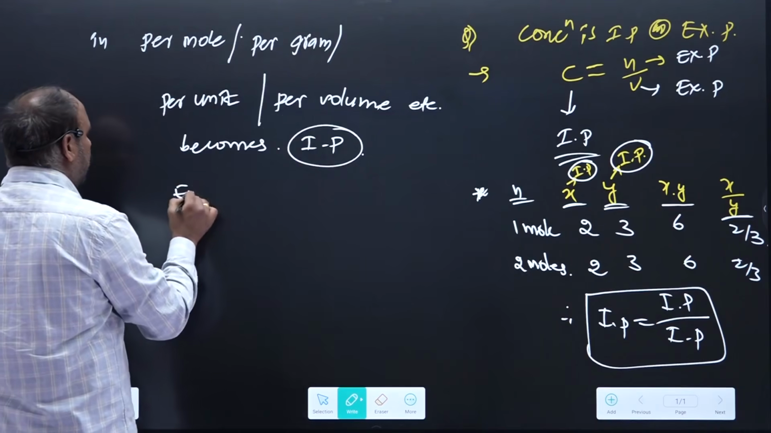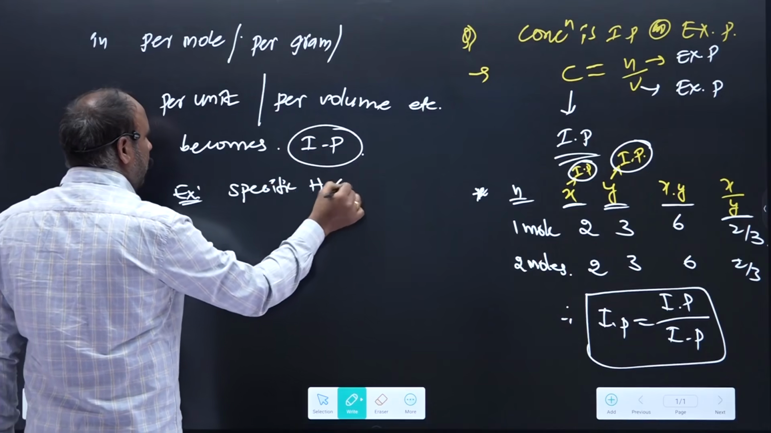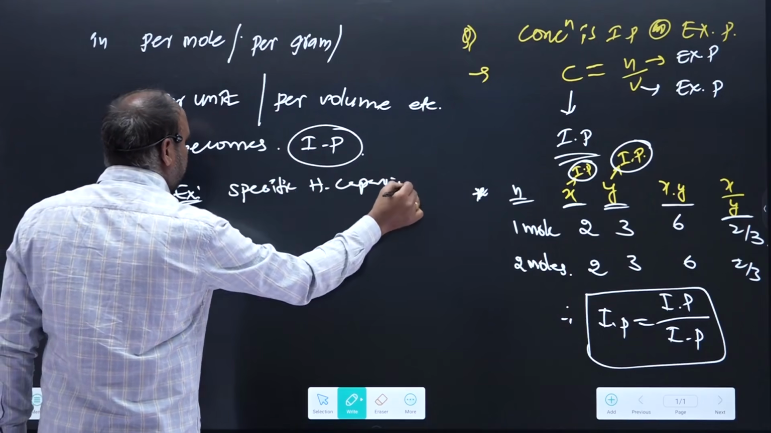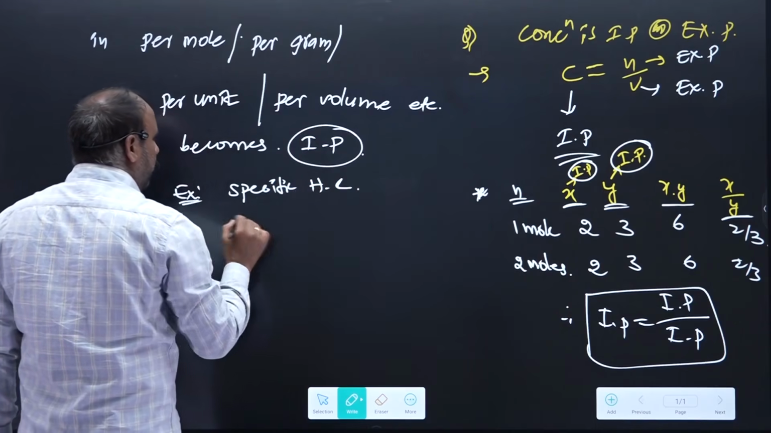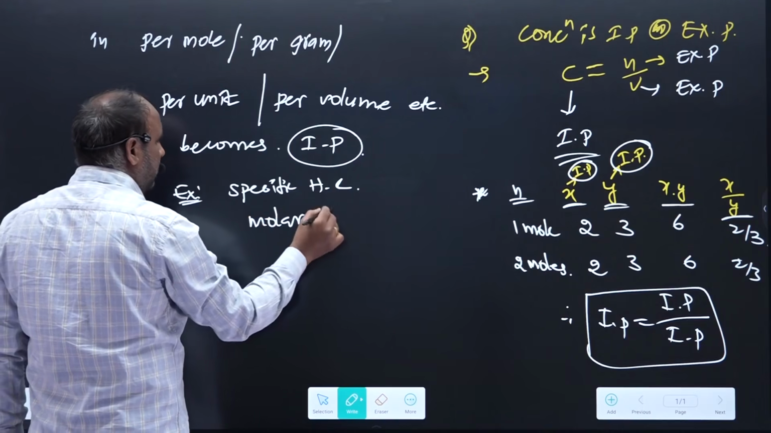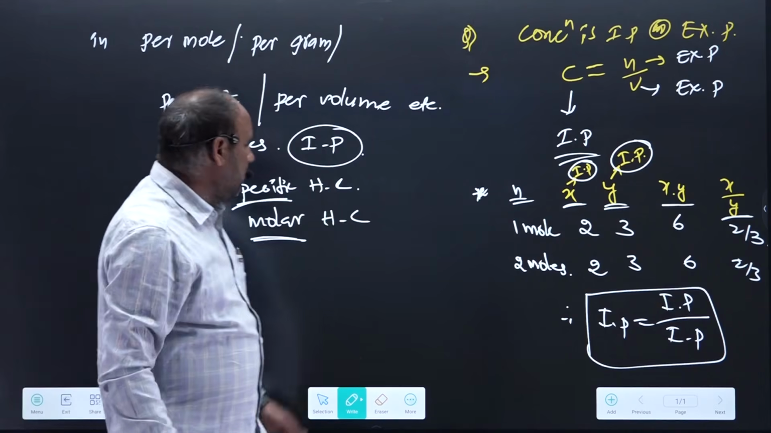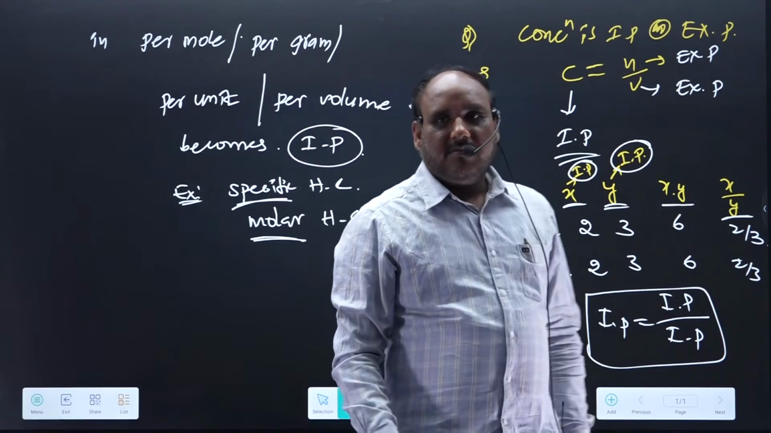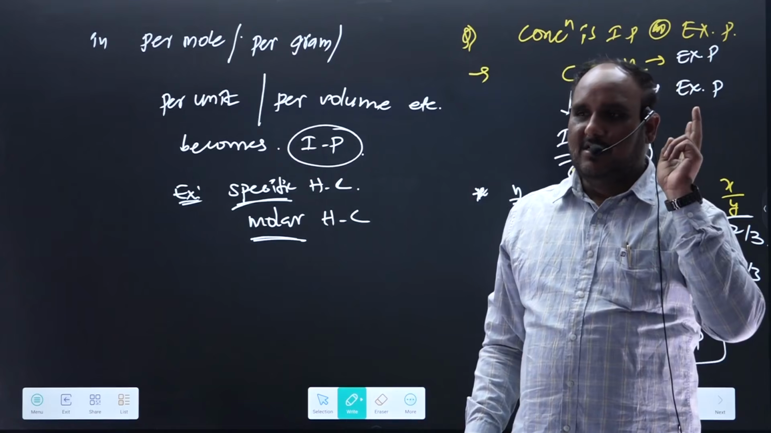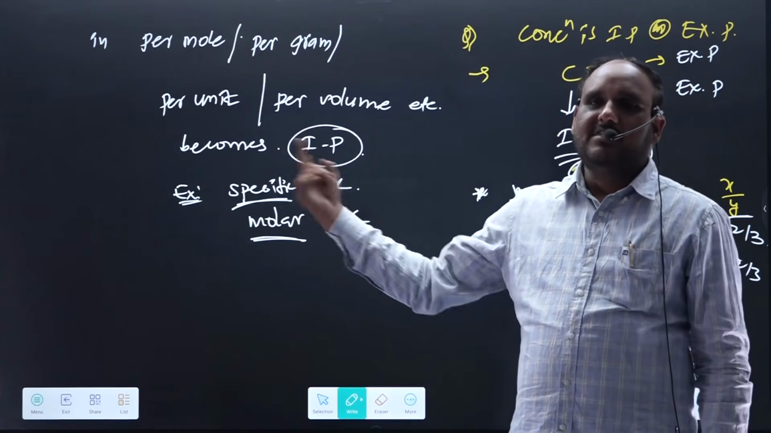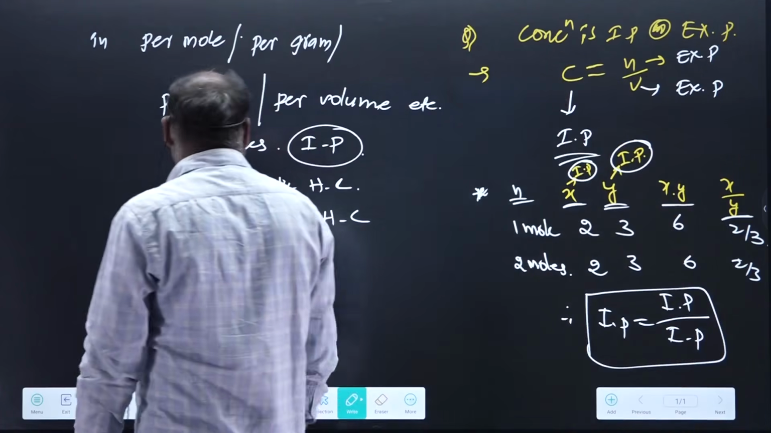Example, specific heat capacity, right? Next, molar heat capacity. Molar means per 1 mole and specific means per 1 gram. Heat capacity per 1 mole, heat capacity per 1 gram, is always independent of the weight of the substance, therefore that becomes an intensive property, right? So this is about extensive and intensive properties.